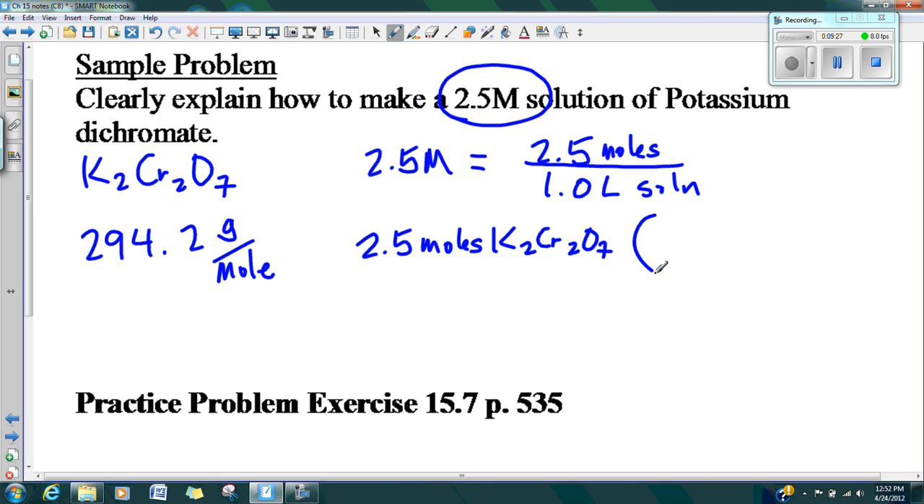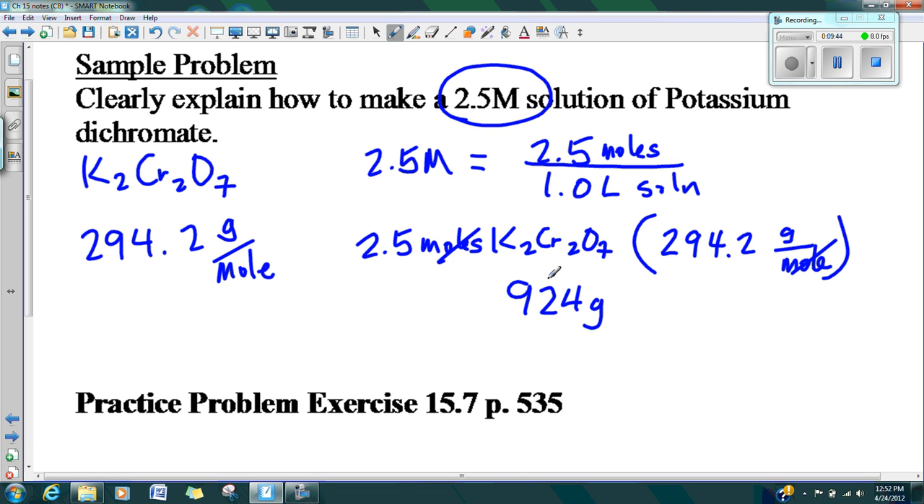I multiply by my molar mass that I just calculated, 294.2 grams per mole. Paying attention to my units, I can see that moles cancel out. I'm left with grams. And my answer is 224 grams of potassium dichromate.